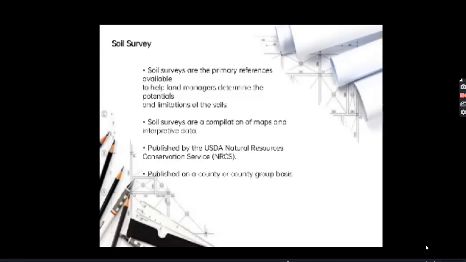Soil survey. Soil surveys are the primary reference available to help land managers determine the potentials and limitations of the soil. Soil surveys are the compilation of maps and interpretive data published by USDA or the Natural Resources Conservation Service, NRCS, on a county or county group basis.